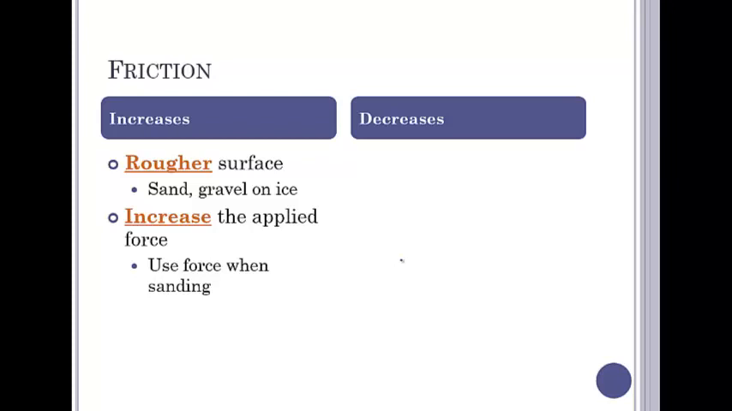The other way to increase the force of friction is to increase the applied force, or you can use more force. So you can push your hands together harder, or you can use more force when you're sanding.